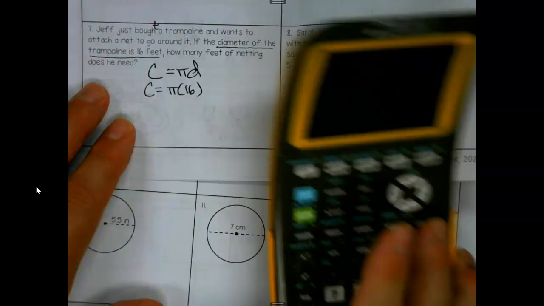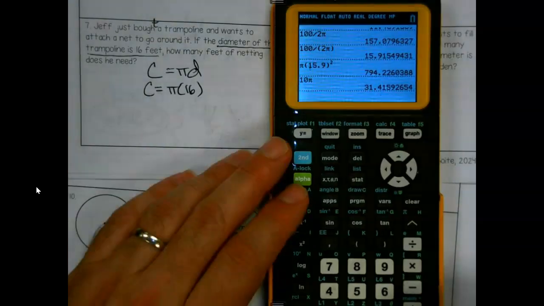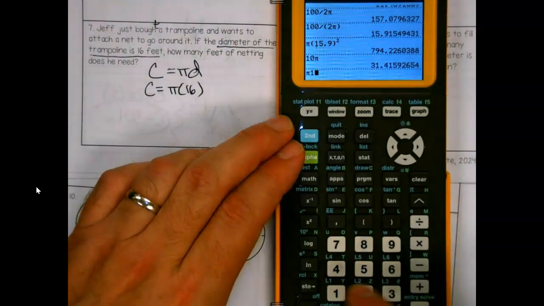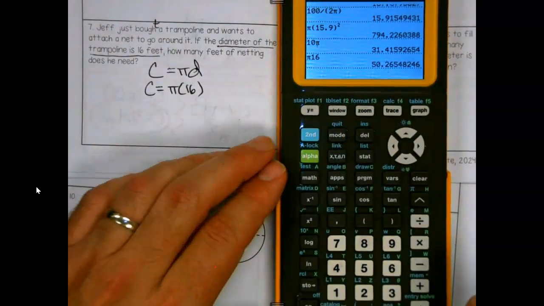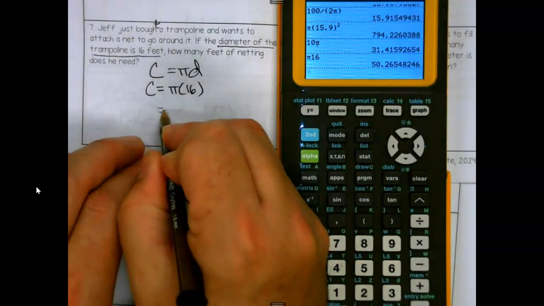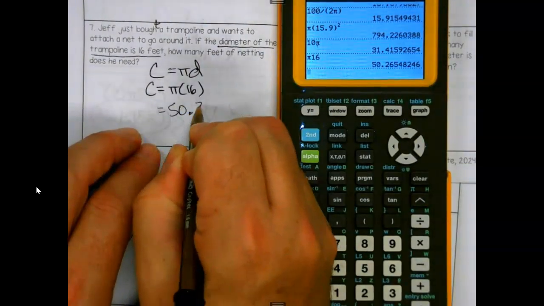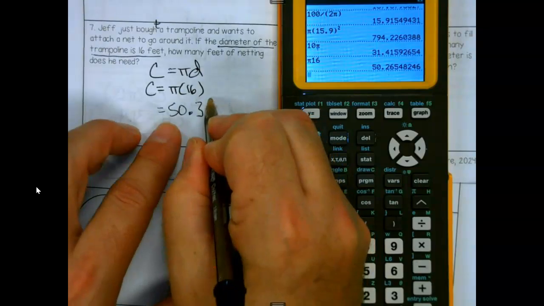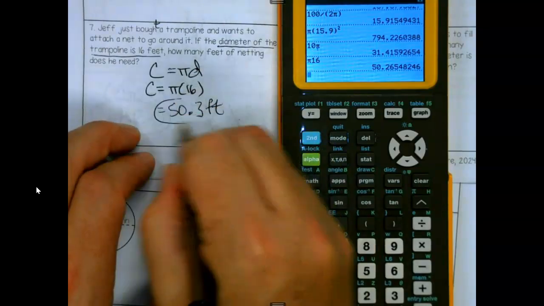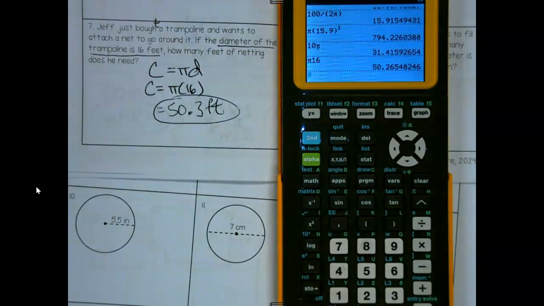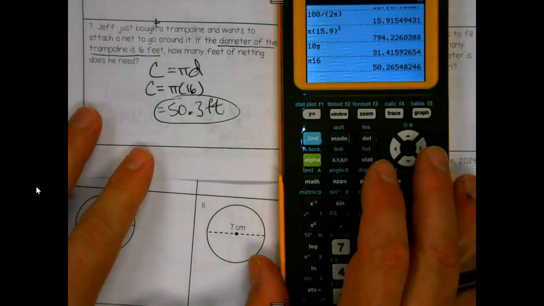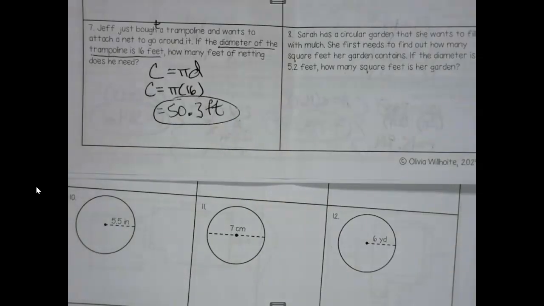All right, Jeff, how much do we need here? About 50.3 feet of netting would be what we're looking for. So again, the word problem itself was longer than it took us to find the answer. So not bad. Sarah's got a circular garden she wants to fill with mulch.